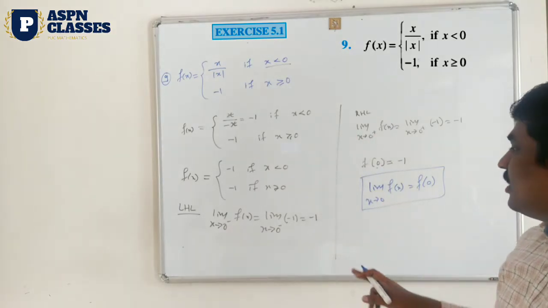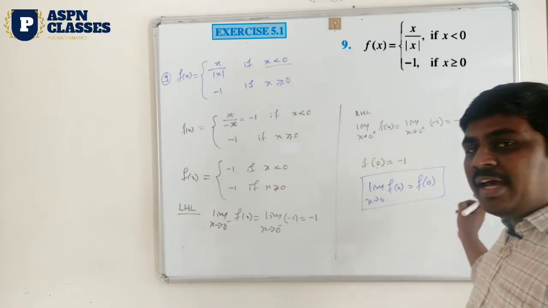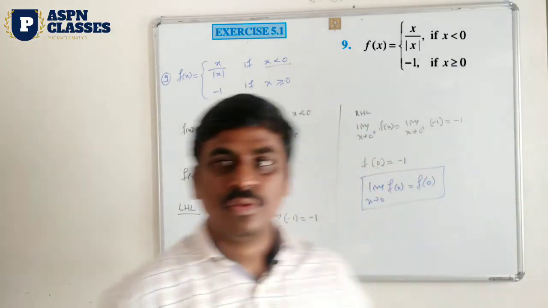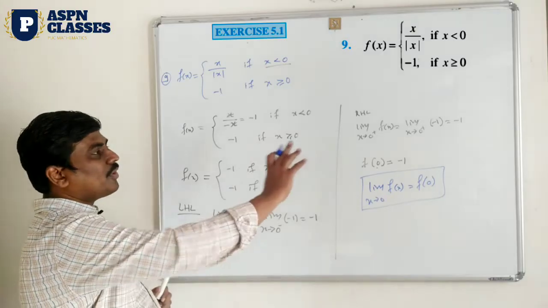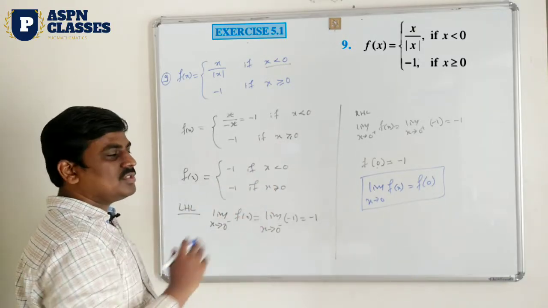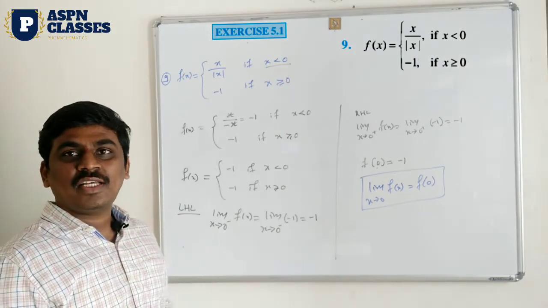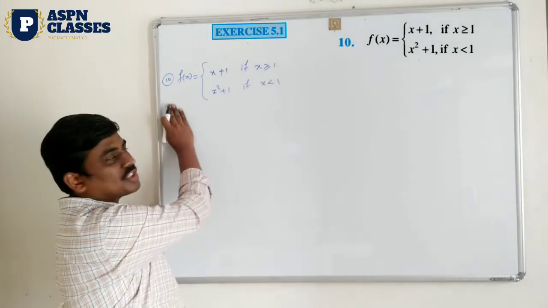Here you have to write that the given function is continuous at every point. In this example there are no discontinuous points. It means all the points are continuous only. So write the conclusion: the given function is continuous at all real numbers. Okay, next example, observe question number 10.